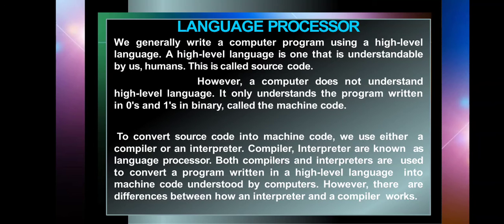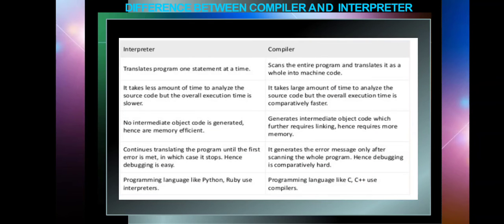And what is the difference between compiler and interpreter? The interpreter translates the program one statement at a time, and the compiler converts it in one go. Interpreter takes less time to analyze the source code, but the overall execution time is higher. Compiler takes a large amount of time to analyze the source code, but the overall execution time is comparatively faster. In the interpreter, no intermediate object code is generated, hence it is memory efficient, and the compiler generates intermediate object code which further requires linking, hence requires more memory.